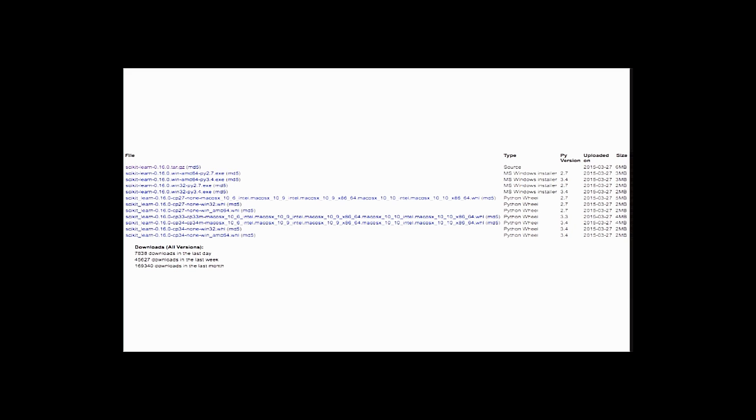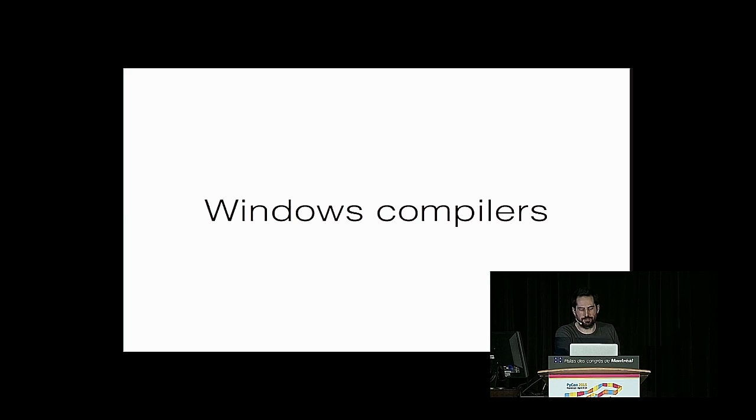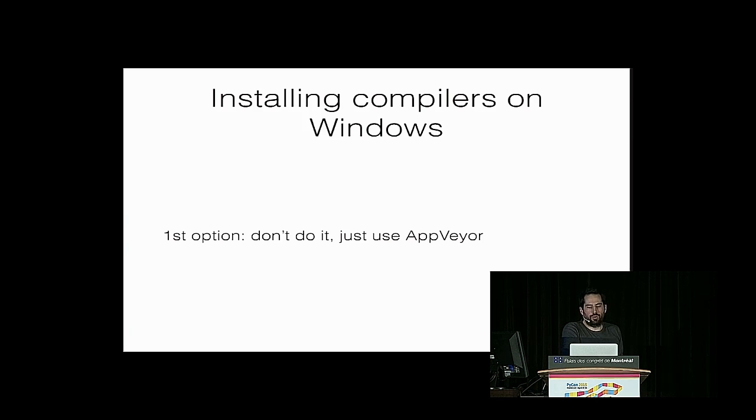I will speak a bit about the Windows compilers and then keep some time for questions. Under Windows, there is no compiler by default, and it's not that easy to get them installed. So the first option is don't try to install them and just use the AppVeyor integration servers, because they are already installed there, so you don't necessarily need to install them locally.